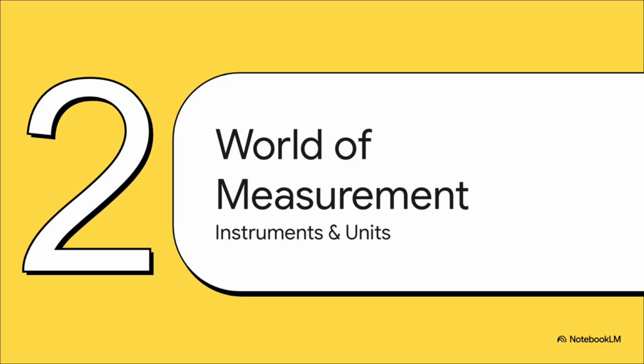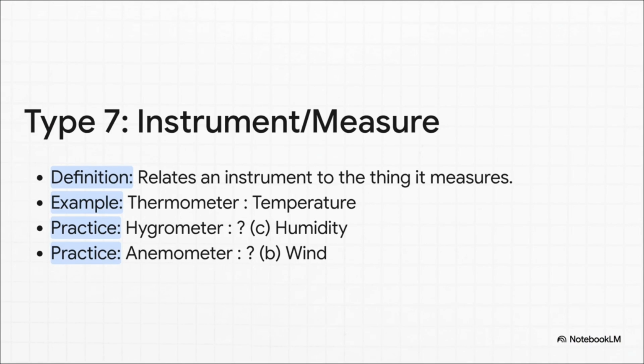Now, these analogies get a little more scientific. They're all about how we measure and quantify the world around us. First up in this section is instrument and measurement. We all know a thermometer measures temperature. So what does a hygrometer measure? That's going to be C, humidity. Okay, now let's work backward. If a barometer measures pressure, what does an anemometer measure? That tool measures B, wind.